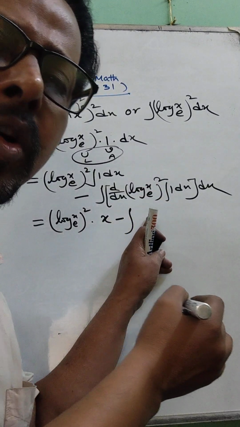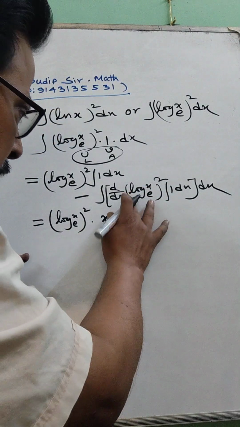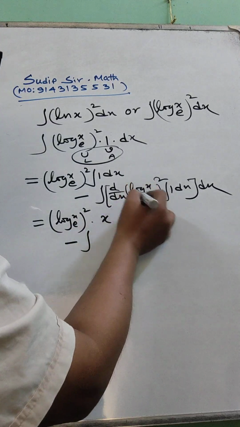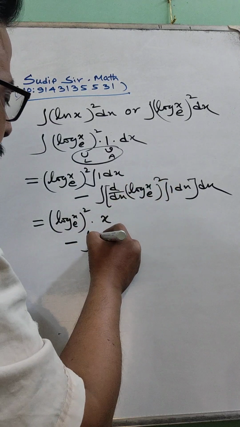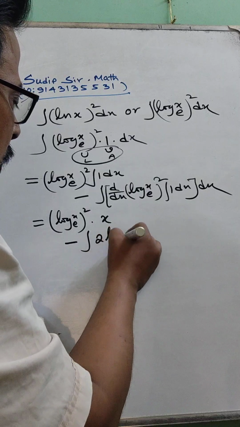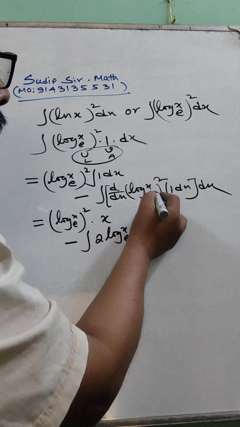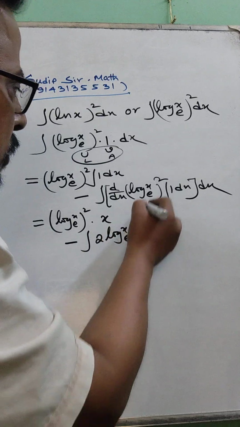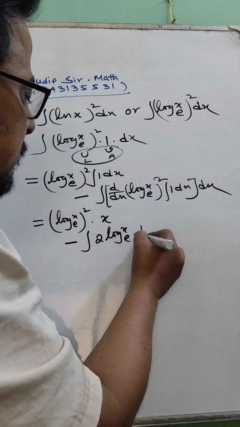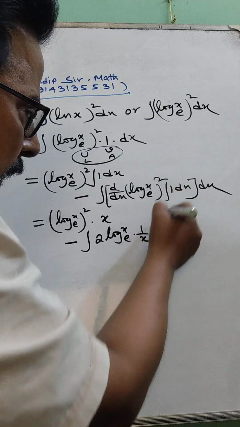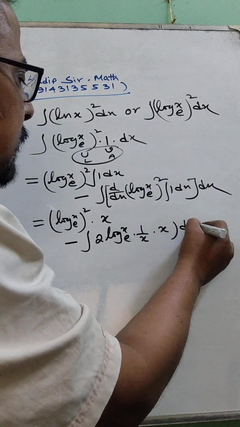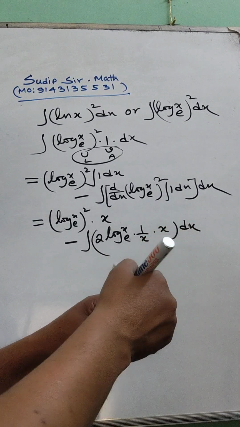Now this will be chain rule. Minus integration, (log x)², that is 2 log x base c into derivative of log x, which is 1 by x, and integration of this is x, and dx. Check this portion.